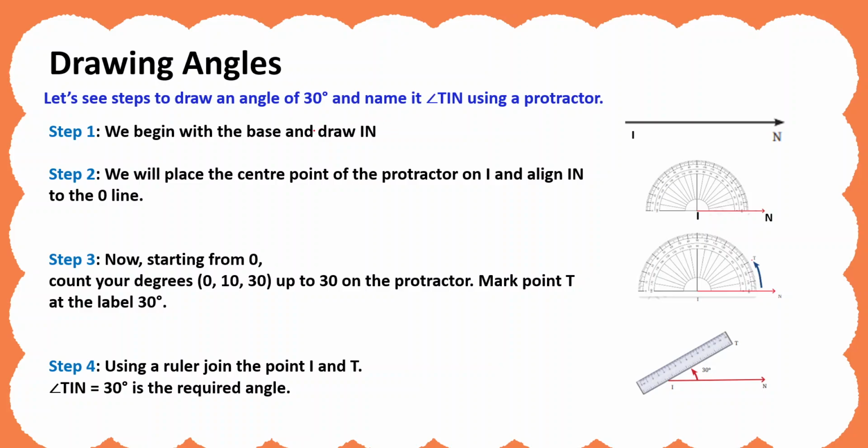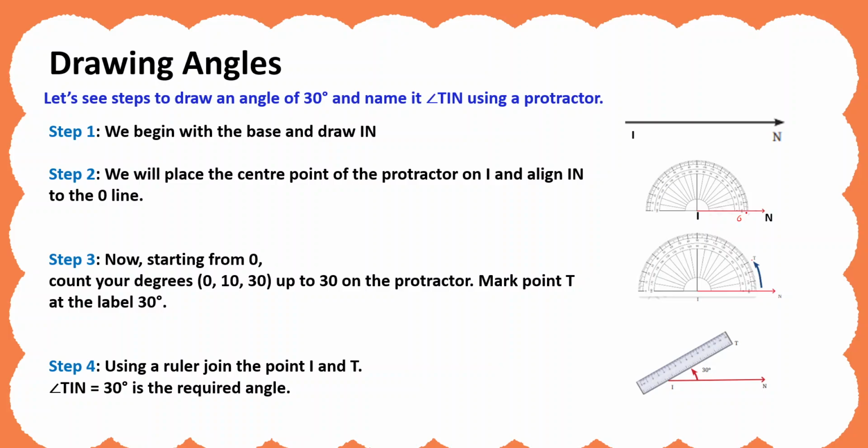First step, we begin with the base and draw IN. As shown in picture 1, we will draw a straight line, and this is the base, which we will notate as IN. Next step, we will place the center point of the protractor on I, as shown in picture 2, and align IN to the 0 line. So this is 0.